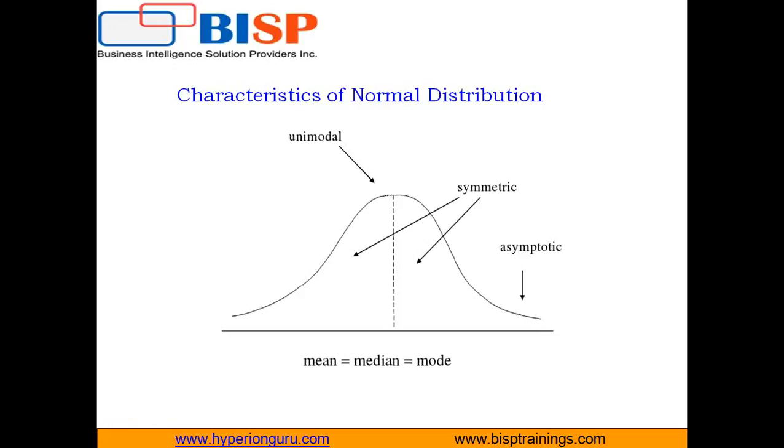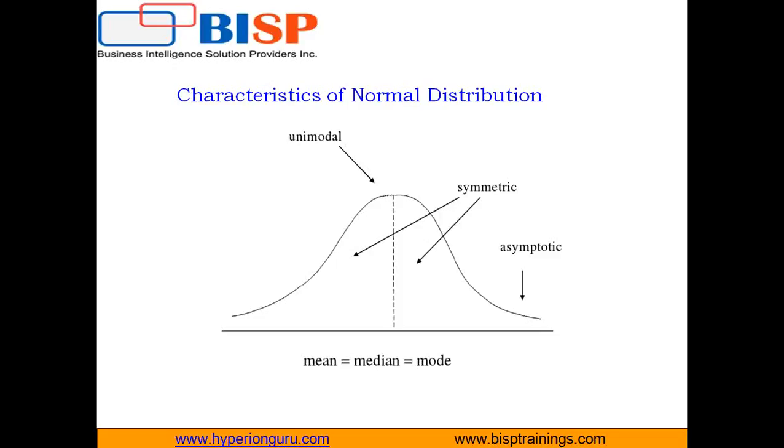There is also only one mode, a peak, in a normal distribution. Normal distributions are continuous and have tails that are asymptotic, which means that they approach but never touch the x-axis. The center of a normal distribution is located at its peak, and 50% of the data lies above the mean, which means 50% lies below. It follows that the mean, median, and mode are all equal in a normal distribution.